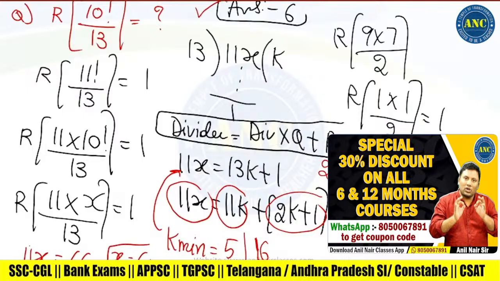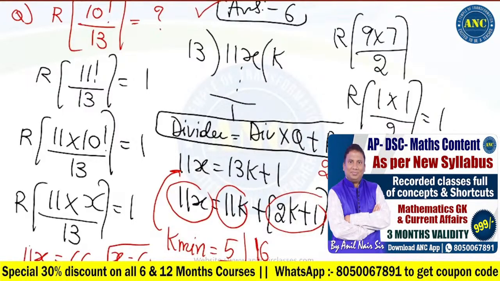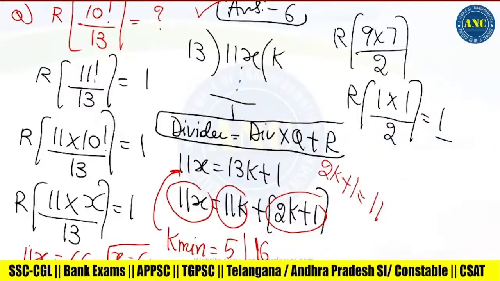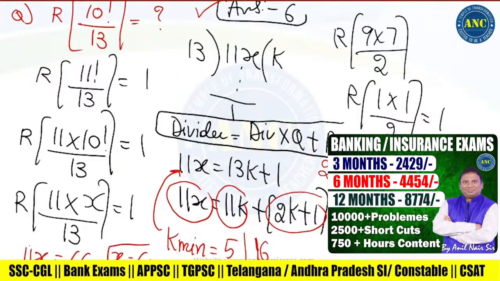Suppose I take 16, 13 sixteens are 208. 208 plus 1 is 209, and x I got is 19. When you divide a number by 13, you will not get the remainder 19. 19 divided by 13, 13 ones are 13, what is the remainder? 6. I hope the idea is clear.